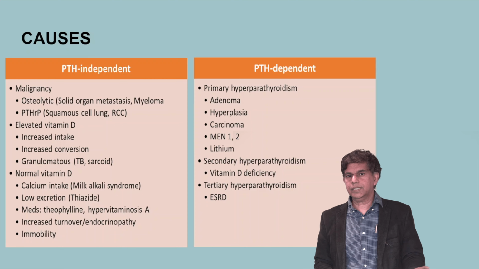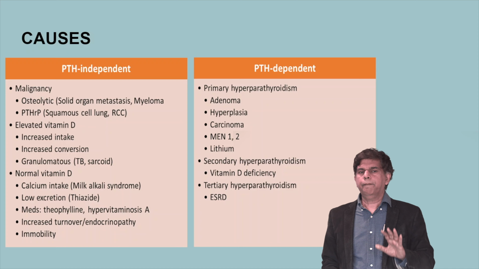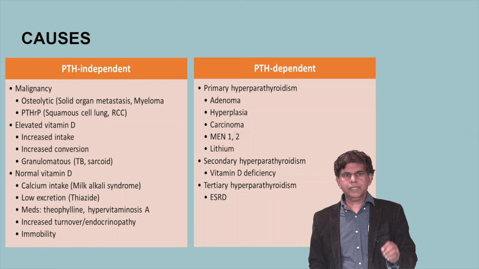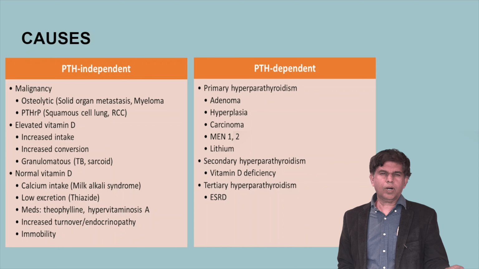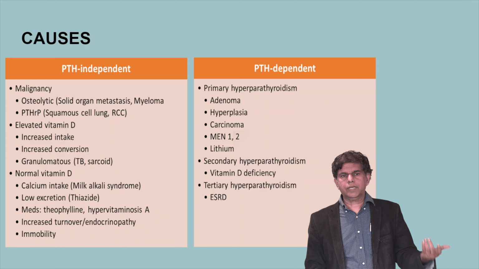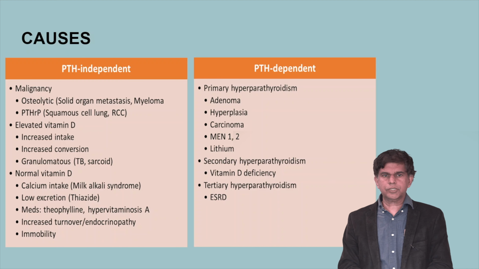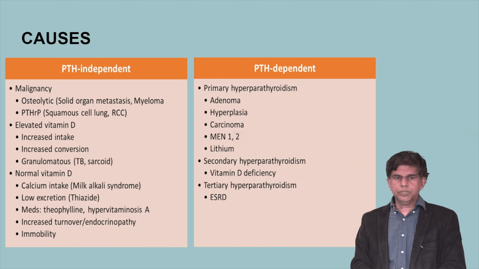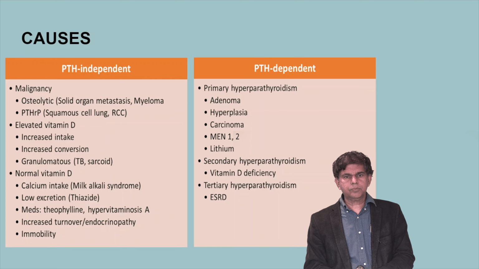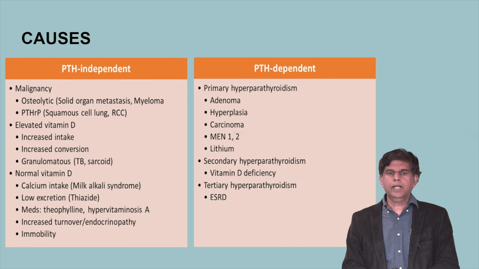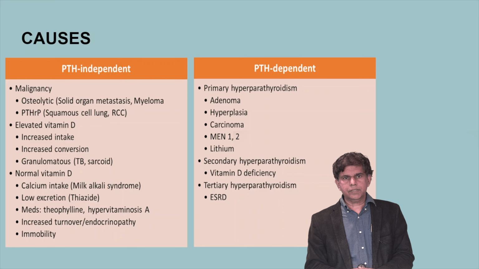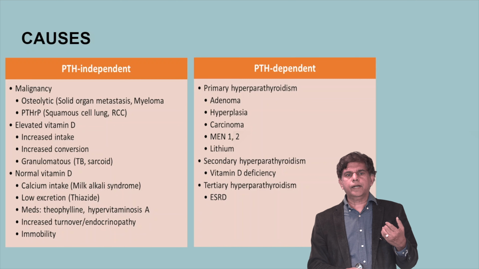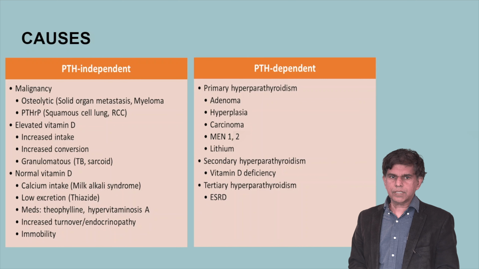When you look at the causes, you can put them into two different categories: PTH independent and PTH dependent. For PTH independent, you have malignancy, osteolytic, and PTH-related peptide, which is in squamous cell cancer and renal cell cancer. Elevated vitamin D: increased intake, or increased conversion, as in granulomatous disease, TB, and sarcoidosis. With normal vitamin D, you can have calcium intake, low excretion, medication such as theophylline and hypervitaminosis A, and increased turnover, endocrinopathy, and immobility.